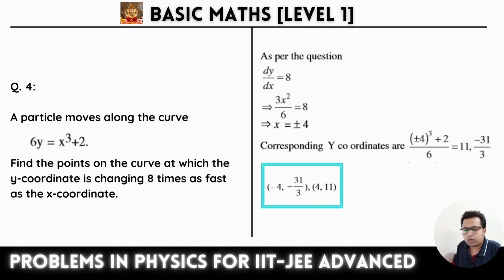So that is 3x square upon 6. I hope you are well aware of this differentiation, very basic differentiation. So 3x square by 6 should be equal to 8 as per the problem. So you will get the points, those x coordinates where dy by dx is equal to 8. Now putting the value of x in this equation, 6y equals x cube plus 3, you will get y. So you get the points minus 4 comma minus 31 upon 3, and 4 comma 11. So these two are the points. Okay, now let's jump into the next problem.